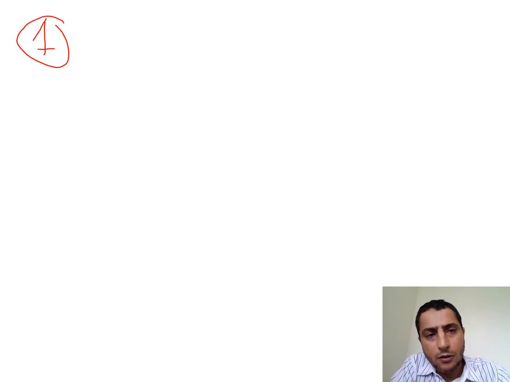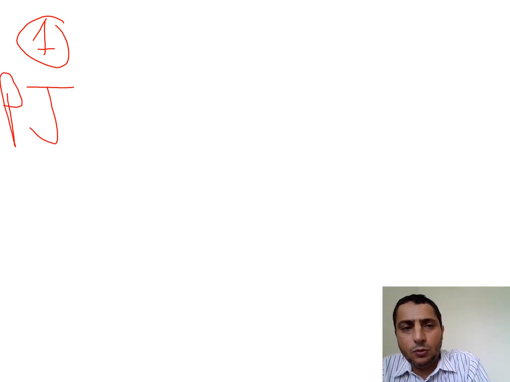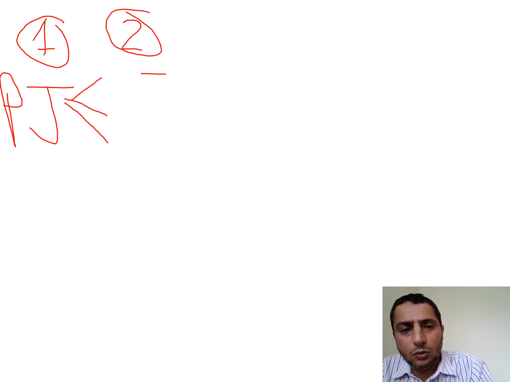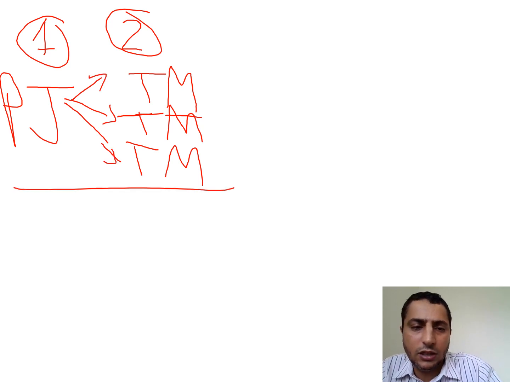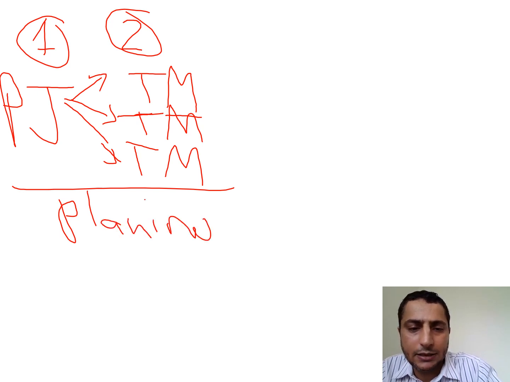Okay, let me simplify the 5 steps. Step 1, we will set up the preliminary judgment. Step 2, we will break it down into tolerable misstatement for each account, each segment of the account. So this is planning. We're still in the planning stage.